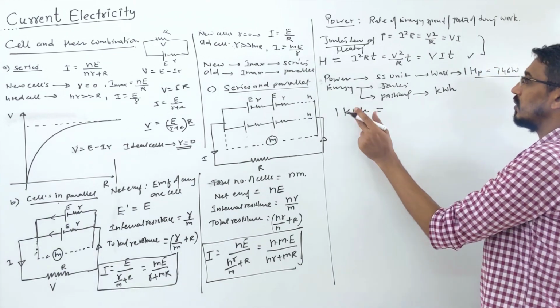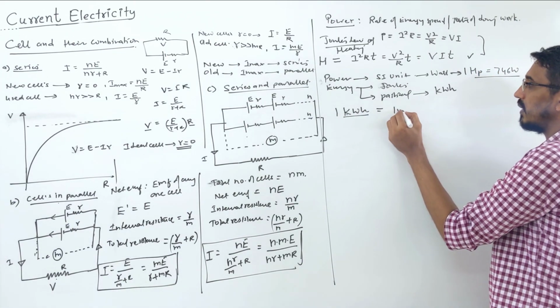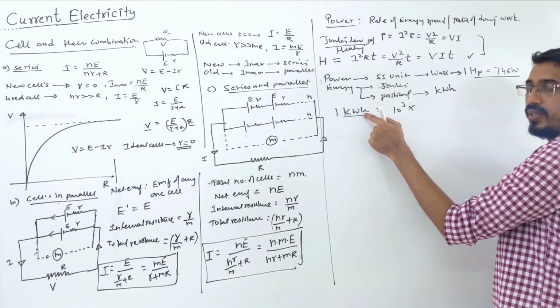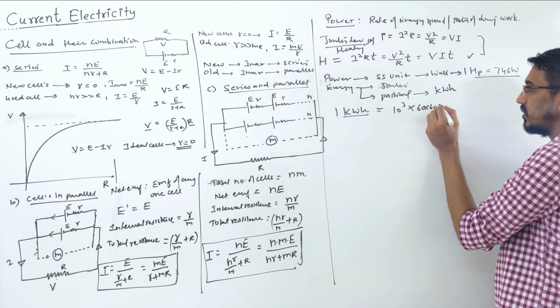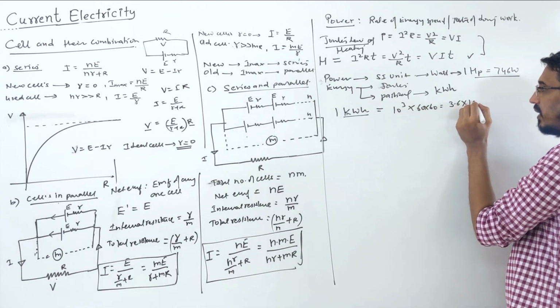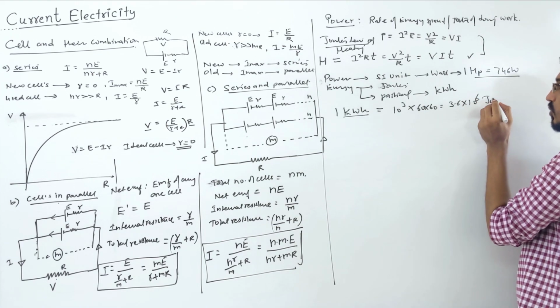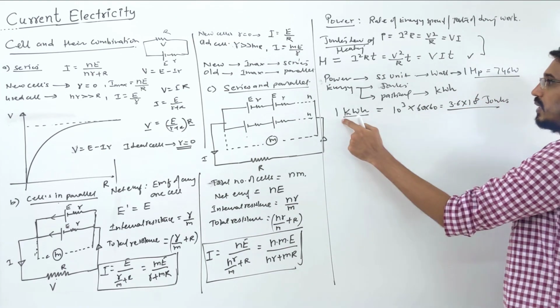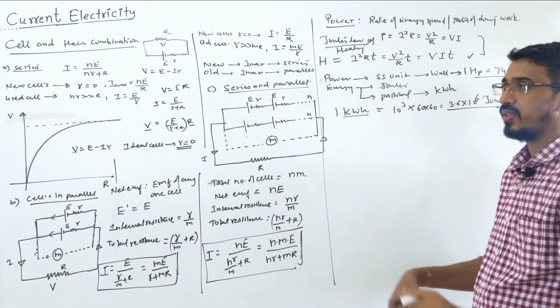So let's convert this into joule. Kilo means 10 power 3. Hour means 60 into 60. So this actually comes to 3.6 into 10 power 6 joules. So 1 kWh is this much if you need to convert.